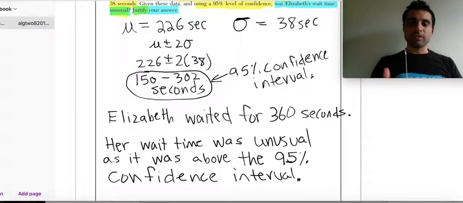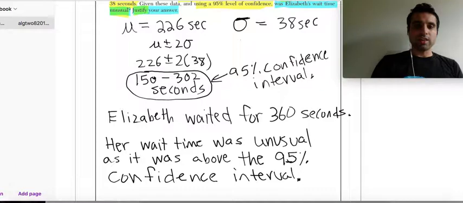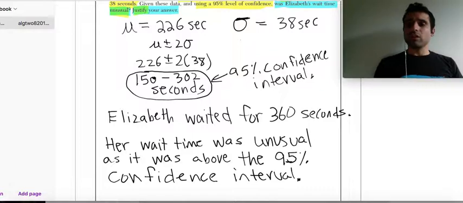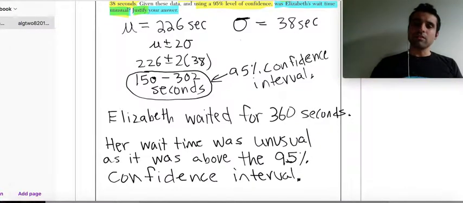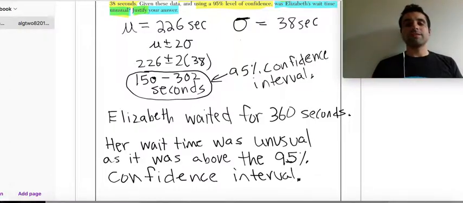This was the most basic fundamental way that I could think of: calculate the 95% confidence interval. If it's within that range, it's not unusual. If it's above, it was unusually high, or unusually long in this case. If it was below, it was unusually low, right? But 95% of the time, we expect the wait time to be somewhere between 150 to 302 seconds. That's the typical wait time in this fast food restaurant for people going through the drive-through. On a normal day, you expect people to wait somewhere from 150 to 302 seconds with an average of 226 seconds, 95% of the time. All right, next question.